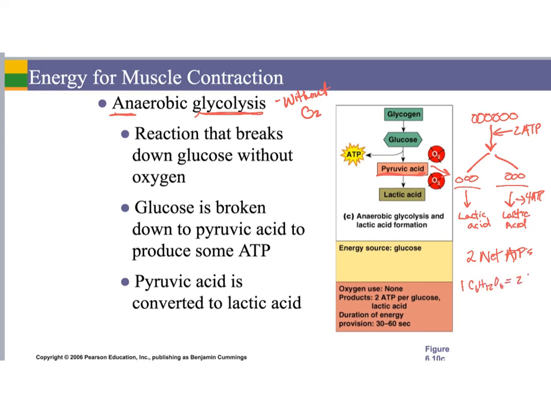So anaerobic respiration, or anaerobic glycolysis, we get 1 glucose equals 2 ATPs. So you can see that this is now a much quicker process, right? It's much faster. However, it's definitely not as efficient. And it only gives you about 30 to 60 seconds of energy. Okay?